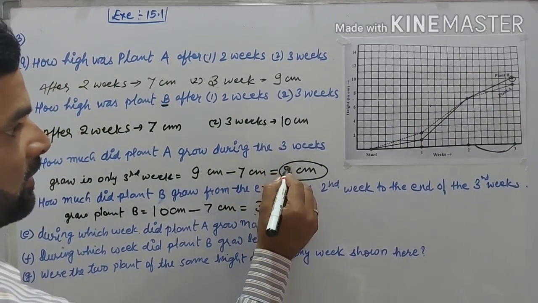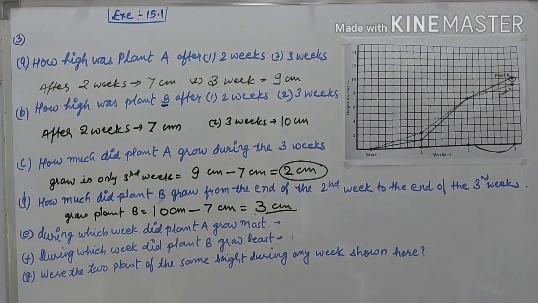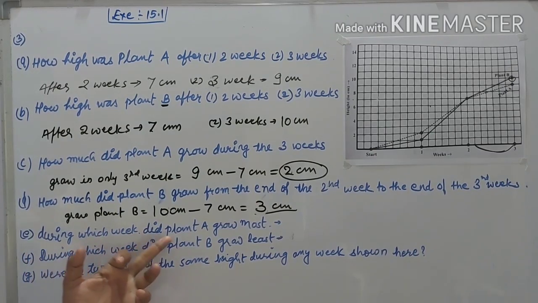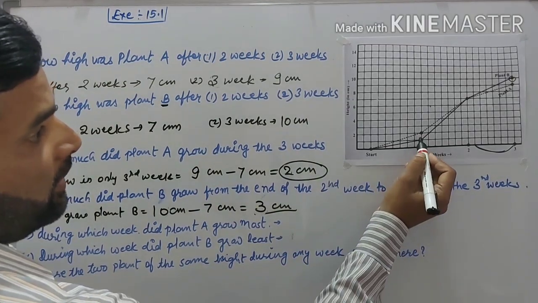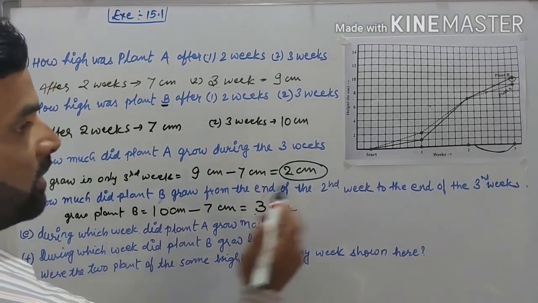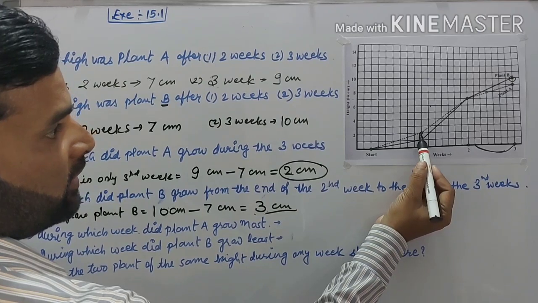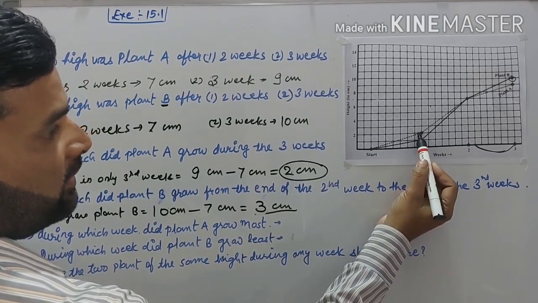Okay, so the answer is 2. Now, during which week did plant A grow the most? In this, which week is plant A more? So here will be plant A. Plant A is 2 centimeters. The growth is in the first week.